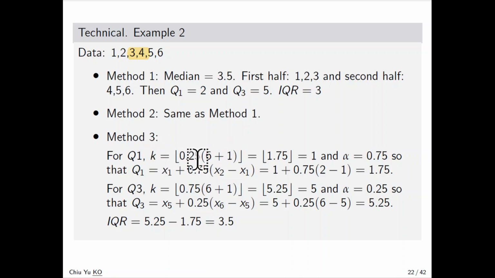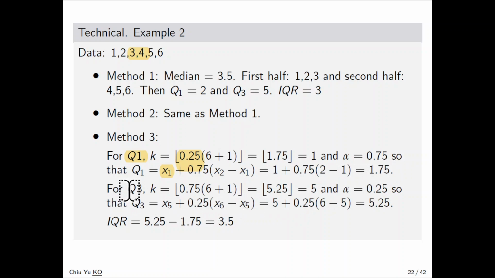So last, method 3. It's a little bit elaborate, but you know how to do it. Q1 corresponds to p equal to 0.25, 1/4. With 6 data points, n plus 1 is 7. 7 times 0.25 is 1.75. So the integer part is 1, and the decimal part is 0.75. So we have x1, because k is 1, plus alpha, 0.75, times the difference between x1 and x2. So it's 1 plus 0.75, which is 1.75.